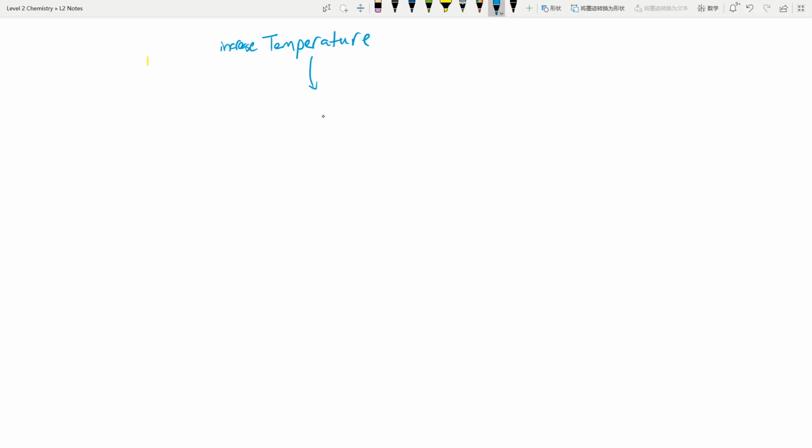If we increase temperature, what does that mean? That means the reactant particles have more kinetic energy, because it's transferred from heat. But if they have more kinetic energy, the particles will move faster. What does that mean? They move faster. That means they're more likely to collide with each other. They're more likely to collide.